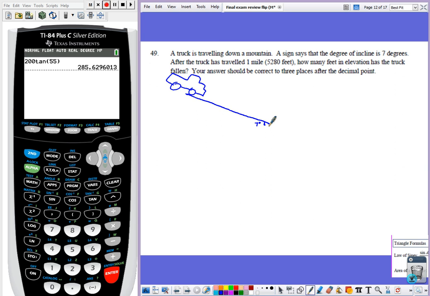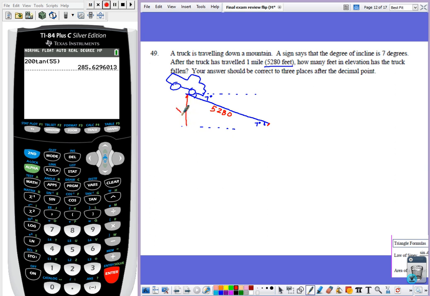After the truck has traveled 1 mile, so if we know that this is 7 degrees of incline, if we put this line here and we do this, because of the parallel nature of these lines and it's cut by a transversal, these are alternate interior angles. So this is 7 degrees, so is this 7 degrees. After the truck has traveled 1 mile, so the length here is 1 mile, and it gives us the feet. So after the truck has traveled from here to here, which is 5,280 feet, how many feet in elevation has the truck fallen?